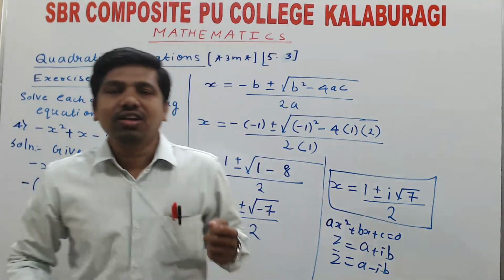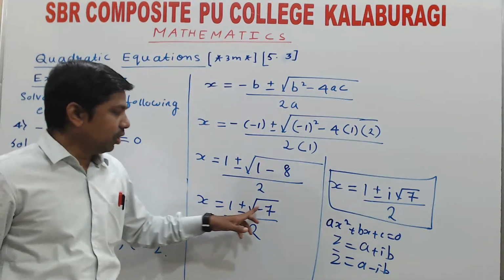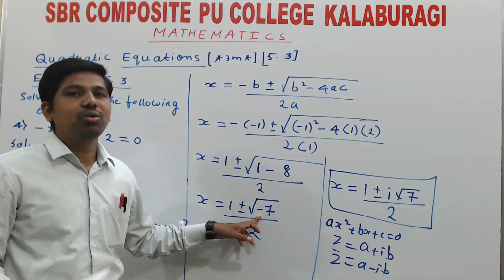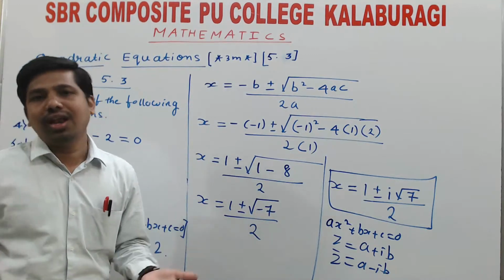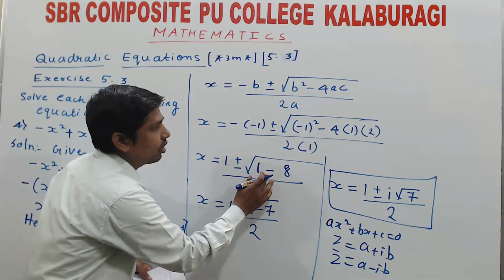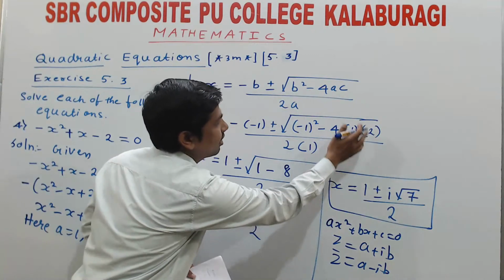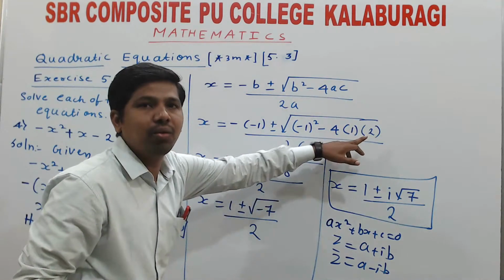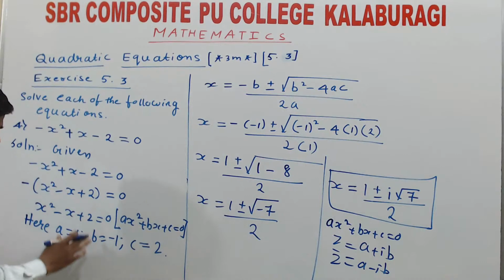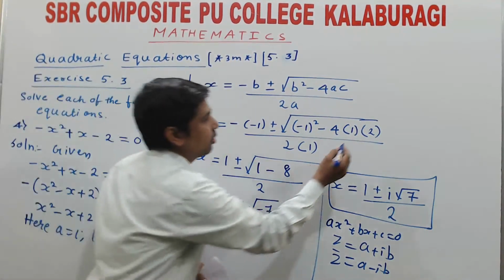So now the student is asking, what happens, sir, if I am not getting a negative under the root? Under root negative means the roots are imaginary; otherwise the roots will be real and distinct. For example, let us take c as minus 2. For this example only, we take c as minus 2.